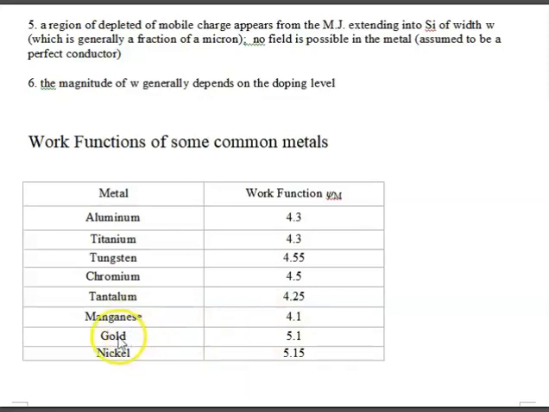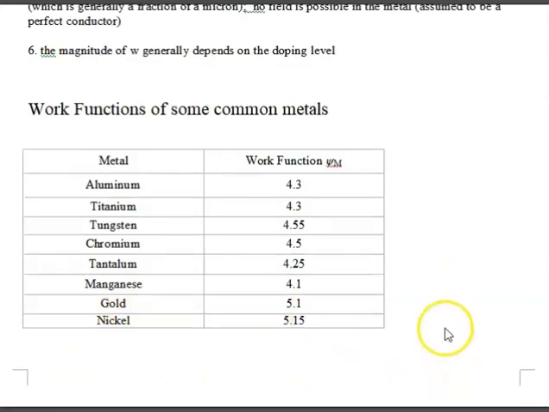And these are very useful when we get to, oh boy, this is a long way off, chapter 24, I believe. We talk about MESFETs. Gallium arsenide MESFETs use gold because it has a very high work function. And something called a static induction transistor uses nickel also because it has a very high work function.